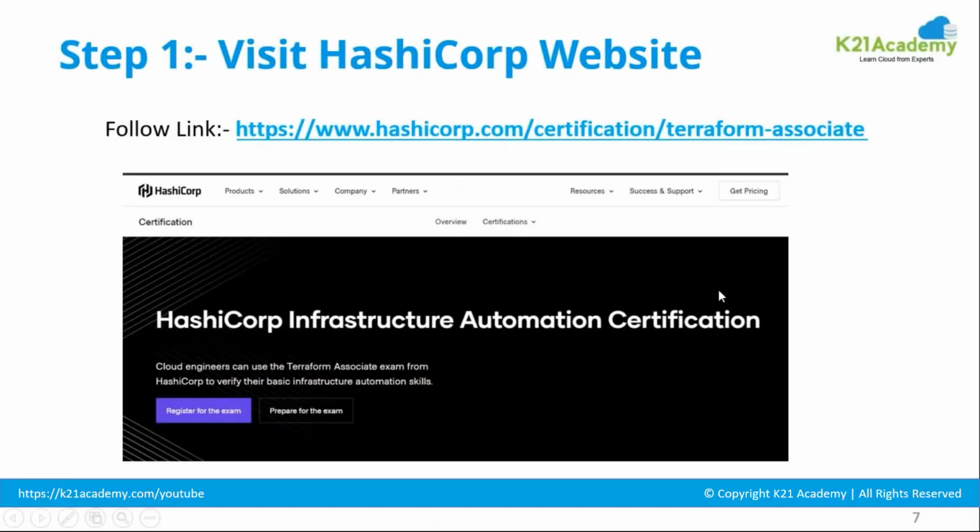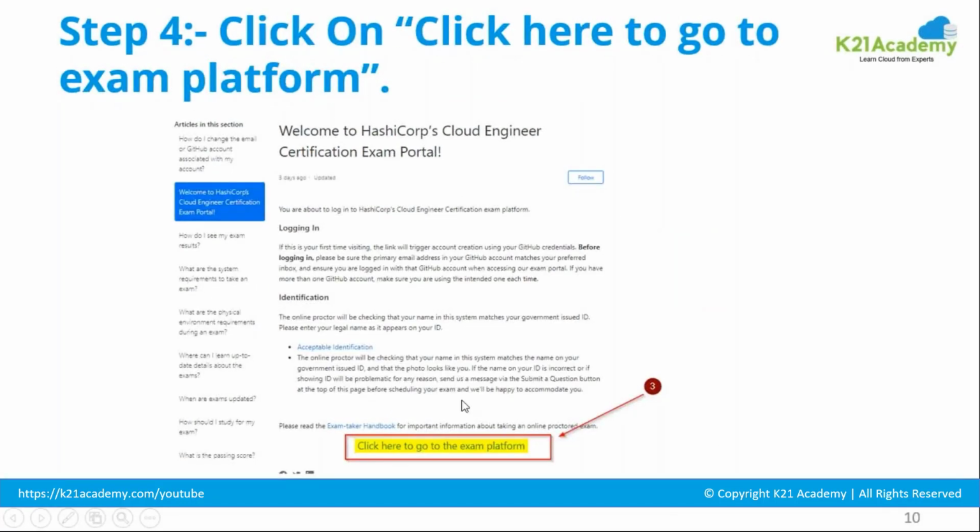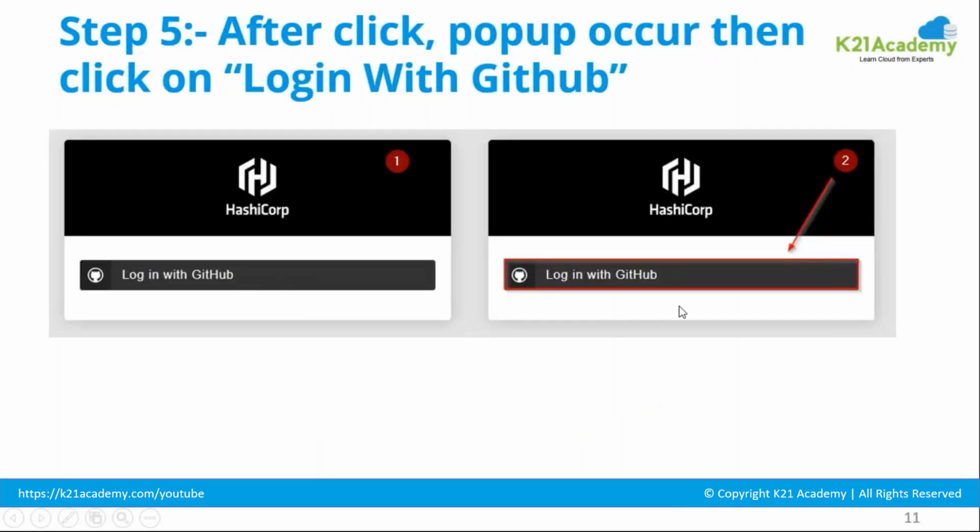So if you see this, this is what we were just walking through. Register for the exam, you read the information that is required for your registration. And if you don't have a GitHub account, create a new account. It's mandatory. Okay. Once you are done, click on go to exam platform and click on login with GitHub.